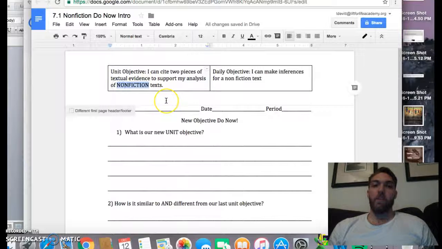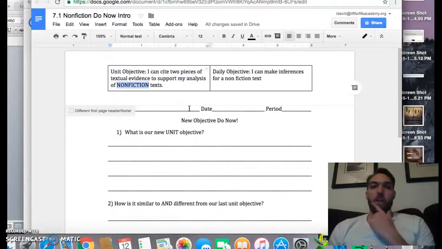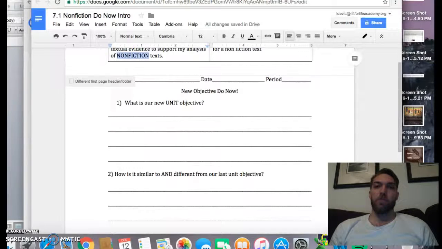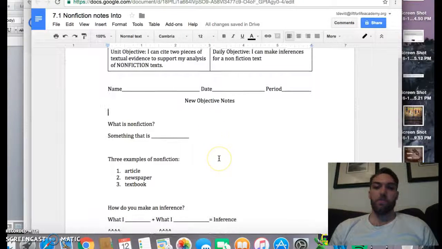What makes it different, though, is right here. The fact that now it's for nonfiction. So instead of doing texts that are novels or short stories or poems, now you're expected to do it for nonfiction. And we're going to get into what that is, what that looks like when we get to the notes. Number 3 is a personal question, so let's get into the notes.